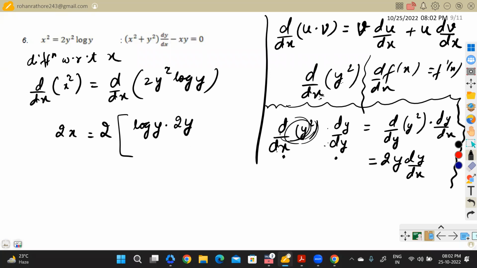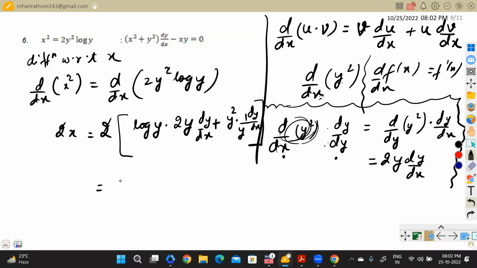So y square gives 2y dy by dx. Similarly, let's write y square as it is, and now we have to differentiate log y. Log y gives 1 by y, and we are differentiating y with respect to x, so we get dy over dx. So this 2 and 2 just cancel out.